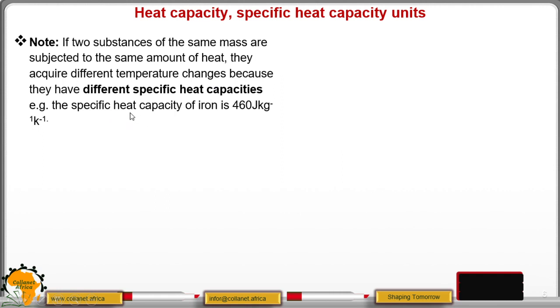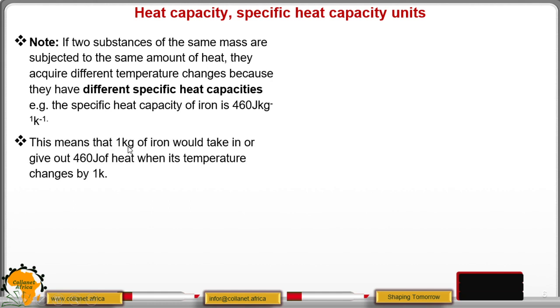For example, the specific heat capacity of iron is 460 joules per Kelvin per kg. That means that 1 kilogram of iron would take in 460 joules of heat when the temperature changes by 1 Kelvin. That is what it means. Therefore, if you take 1 kilogram of iron and you raise its temperature by just 1 Kelvin, then the energy that body will absorb is equal to 460 joules.